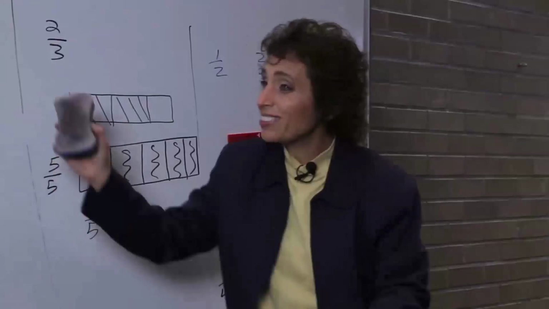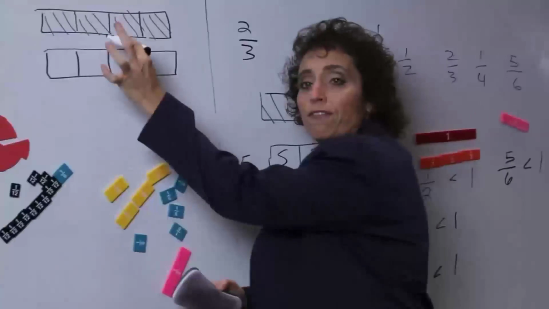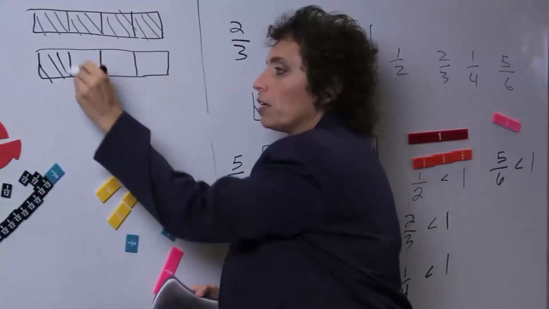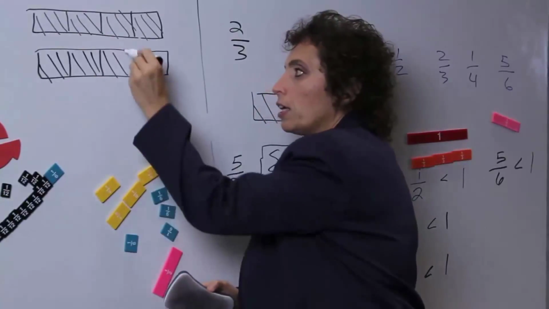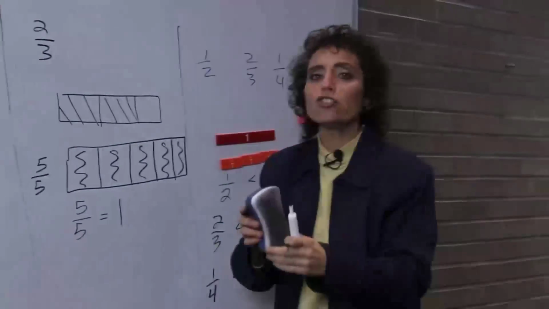Okay, so those are fourths. They're supposed to be all the same size. That's not bad, but I need how many more? If I already got 4 fourths, I need 5, 6, 7. There is 7/4.